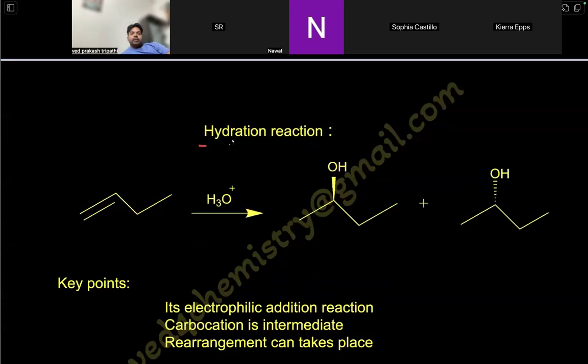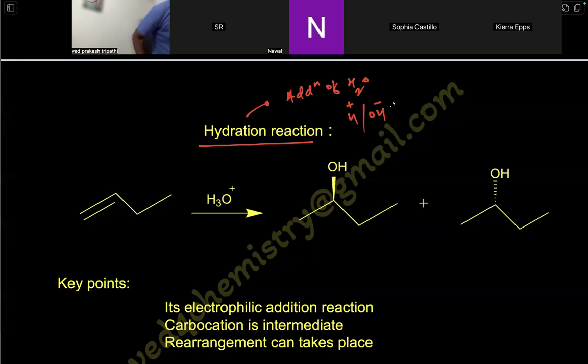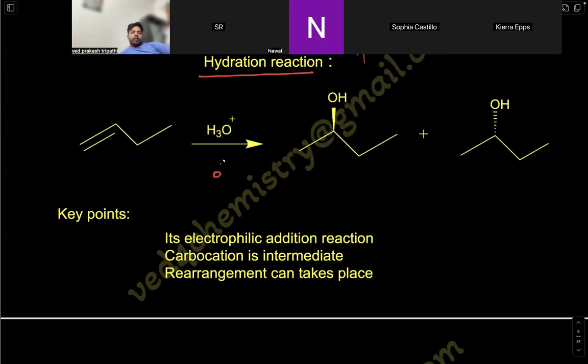Next is the hydration reaction. Again, it is electrophilic addition. Hydration means addition of water. Water means H and OH. H generally has a positive charge, OH generally has a negative charge. So it's addition of H and OH. And again the same concept. Carbocation would be my intermediate. And if you want to draw the mechanism, then it would be H3O plus.